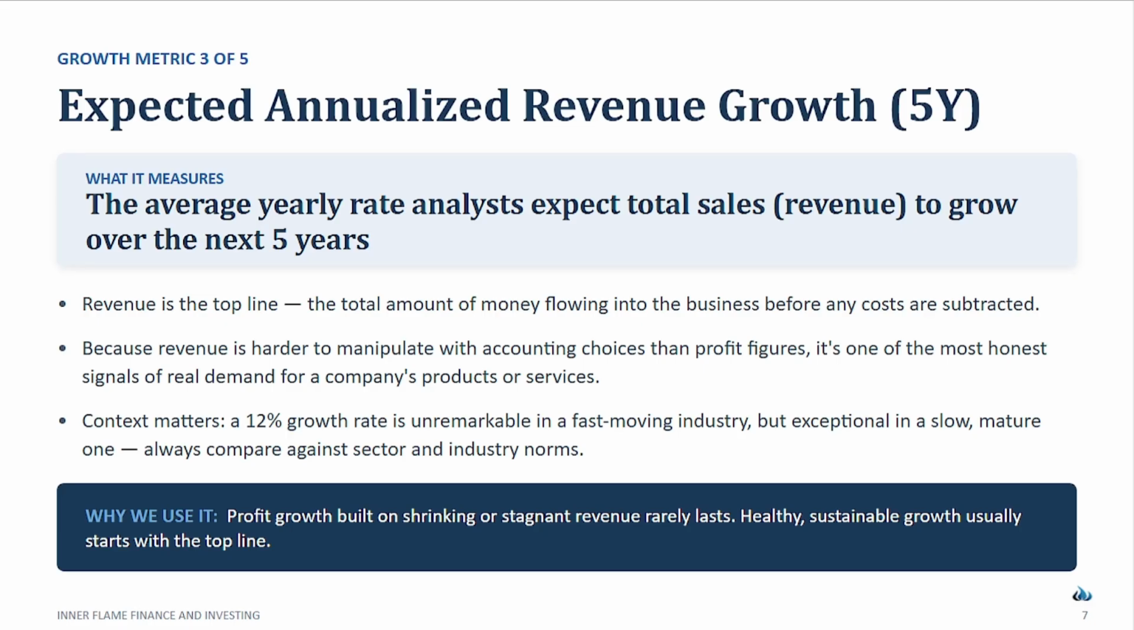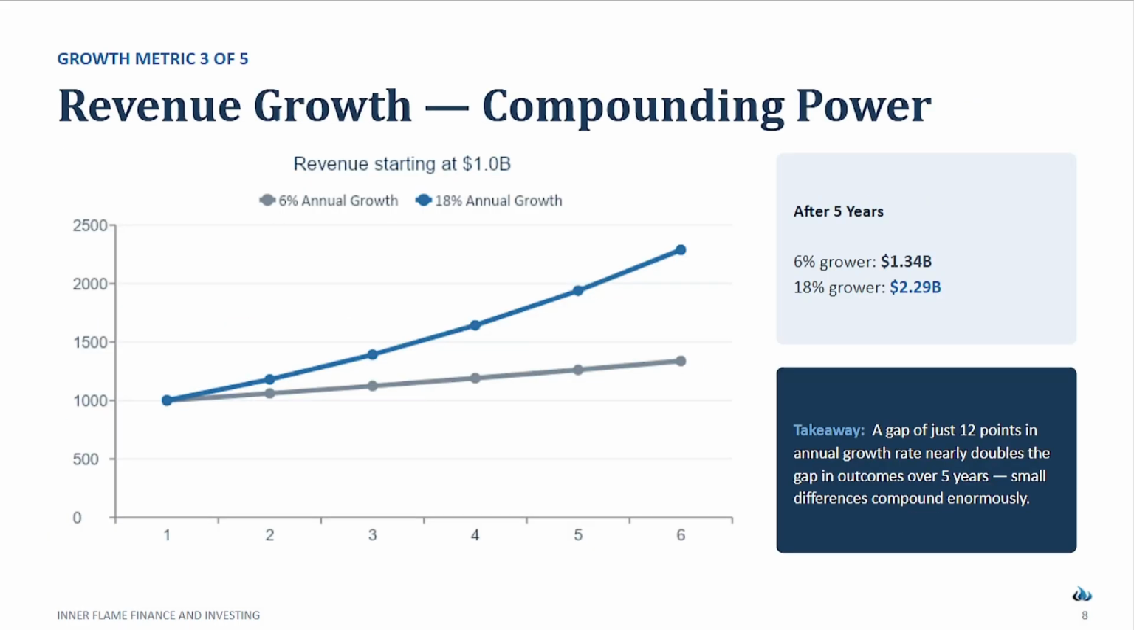Before moving on, we do want to point out that when we say 12% growth, that is annualized. So what we would say is that we're expecting 12% every single year for the next 5 years on average. That is not 12% over the course of the entire 5 years. So this is where the power of compounding really comes into play.